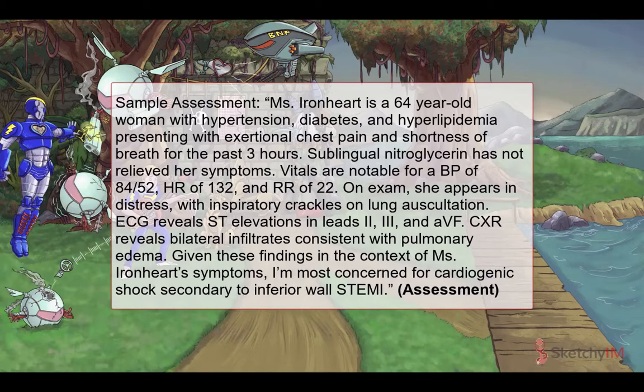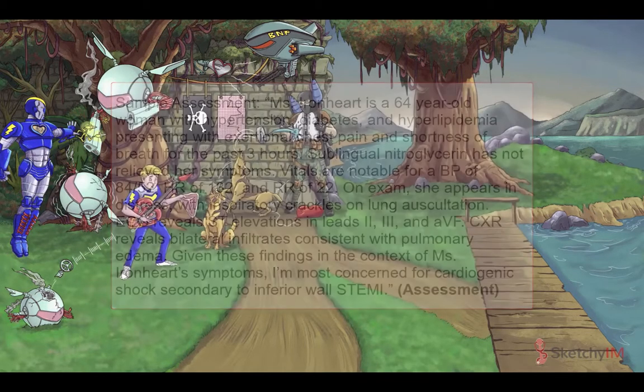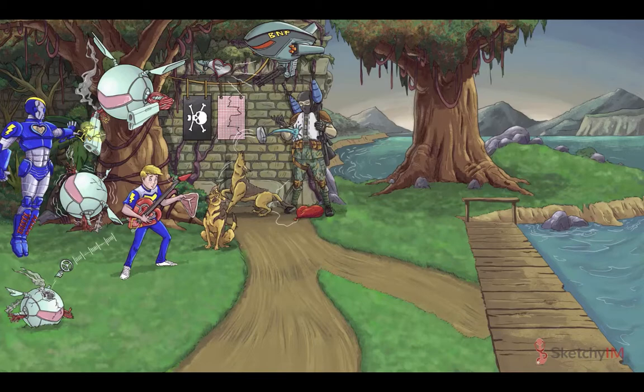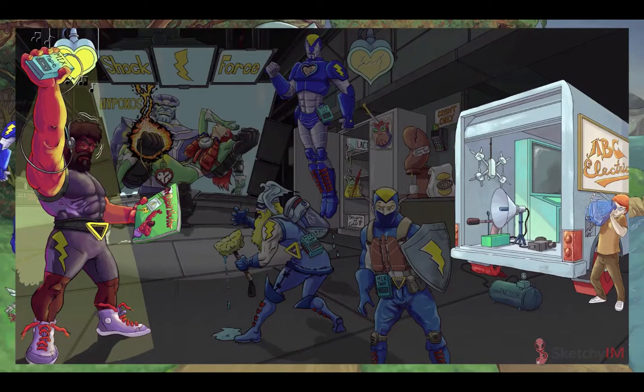Yikes. Ms. Ironheart doesn't sound like she's doing so well. What can we do for her? As we've mentioned in previous sketches on shock, always begin by stabilizing your patient's airway and breathing.